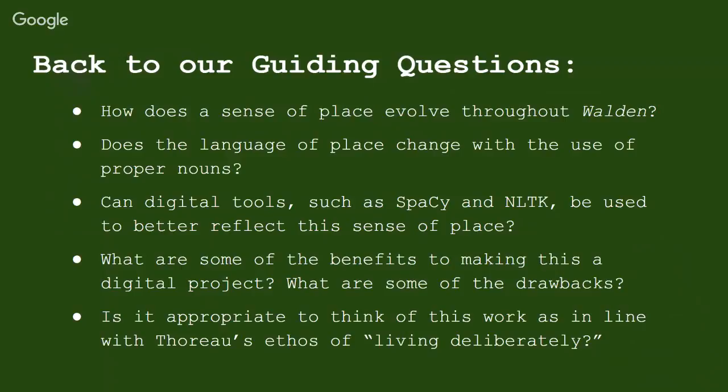So yeah, I found that this definitely opened my eyes to a lot of different kinds of reading of Walden that I hadn't done before. And if I can appreciate it a little bit more, that's a big thing, because I very much did not appreciate it at all. So yeah.